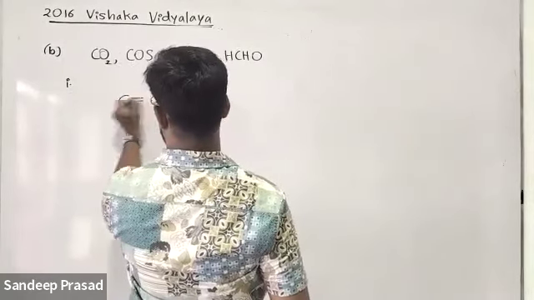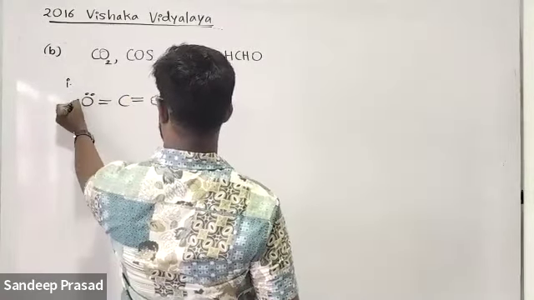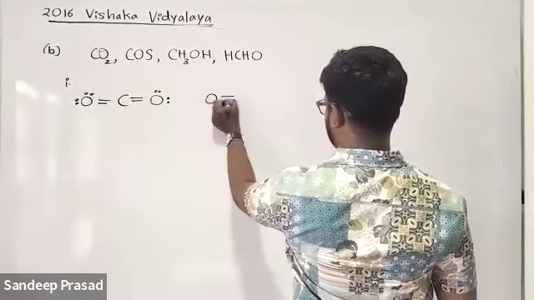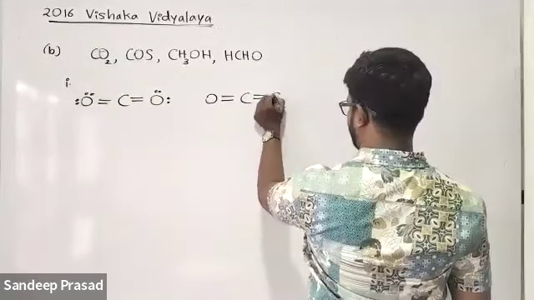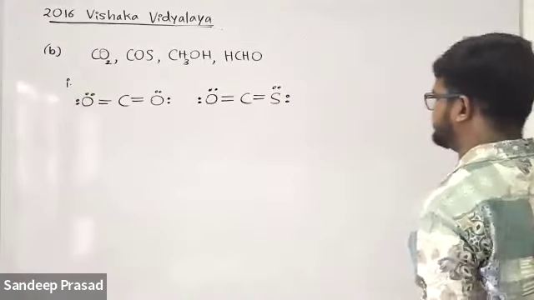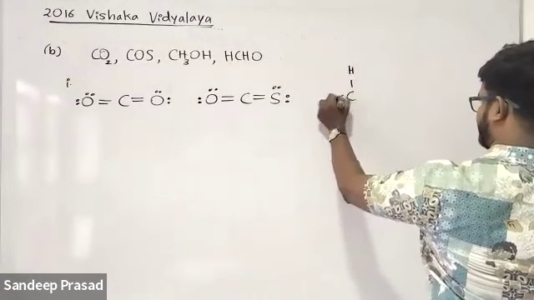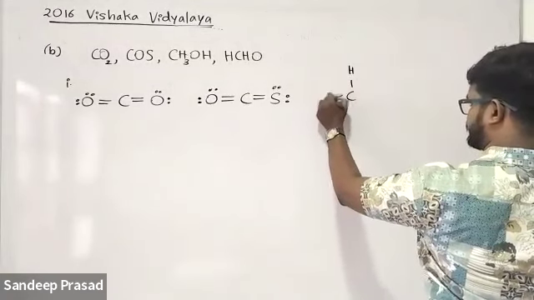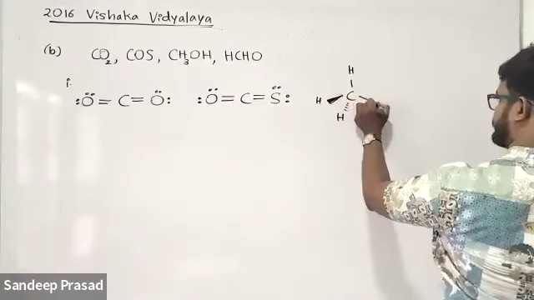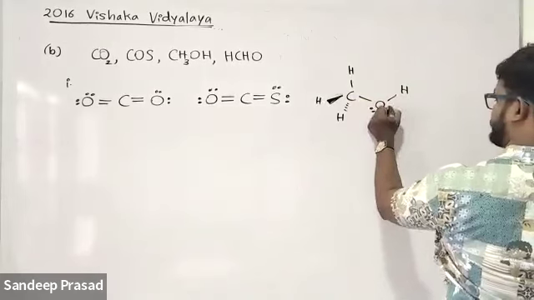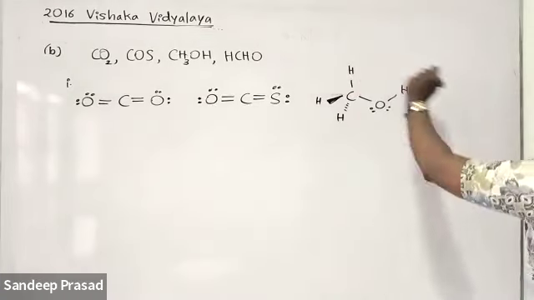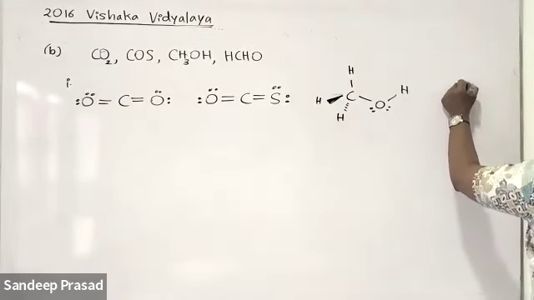First of all, let's draw the Lewis structures with the correct shape. Carbon dioxide is a linear molecule. And carbonyl sulfide, how does it look? Instead of one oxygen atom in the carbon dioxide, one sulfur atom is connected there. That's all. And what about methanol? Easy, CH3OH in this way. Okay. And methanal can be drawn in this way.